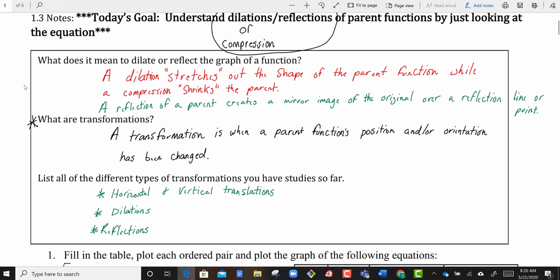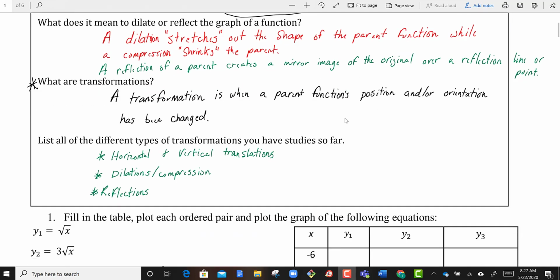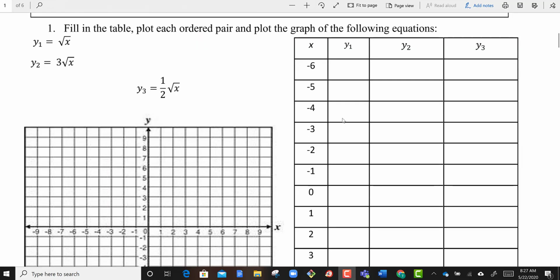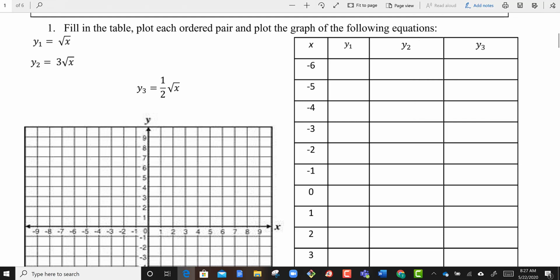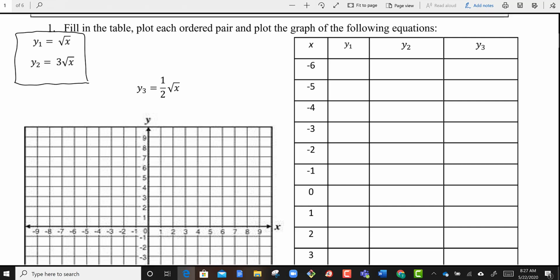And then down here at the bottom, we have all the different types of transformations we've studied so far. All right, so let's see these in action. And we're going to graph 3 functions here on this coordinate plane they've given us, but we're going to start with y1 and then y2. y1, of course, is just our parent function. This one should be a piece of cake at this point.